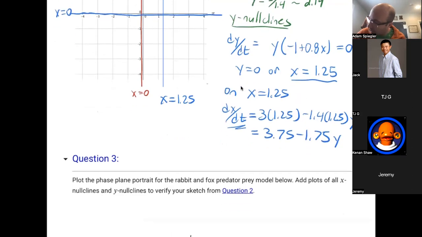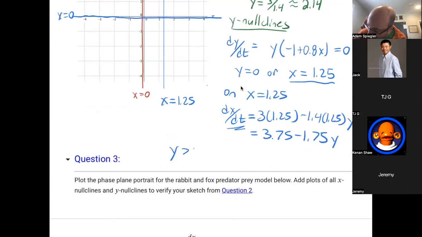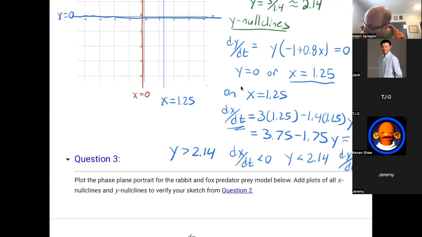And so here, what we can see is that if y is bigger than 2.14, then dx dt is going to be negative. And if y is less than 2.14, dx dt is positive. And again, I get that by thinking about this equation. I can figure out when that equation is equal to 0 and then test the value to the left or to the right to determine when it is going to be positive and when it is going to be negative.